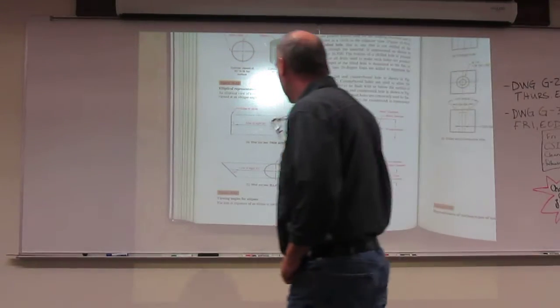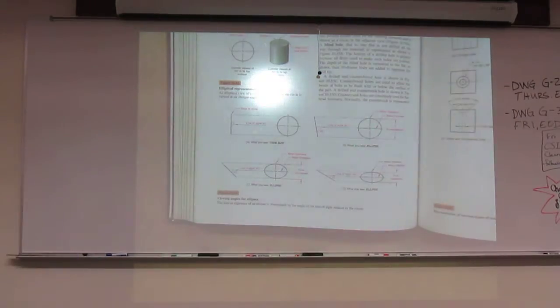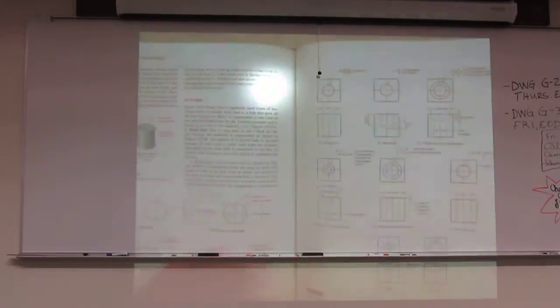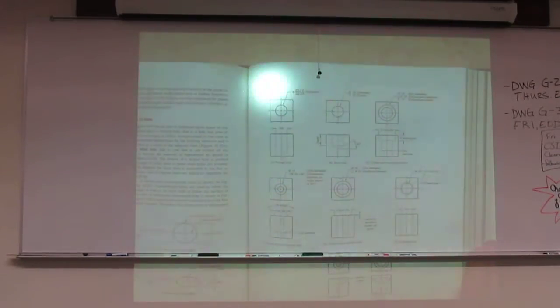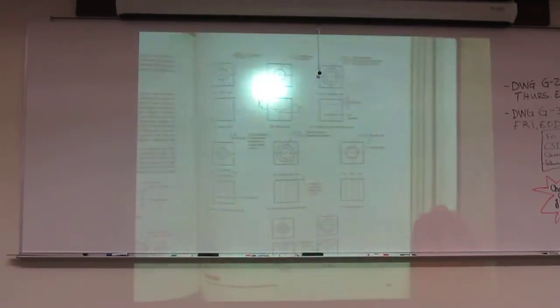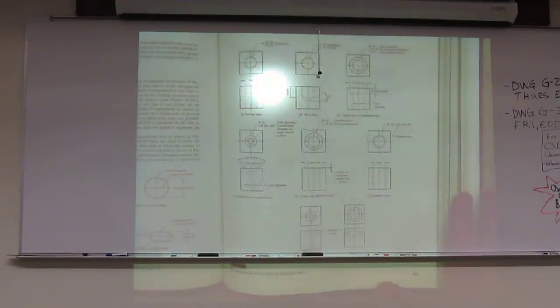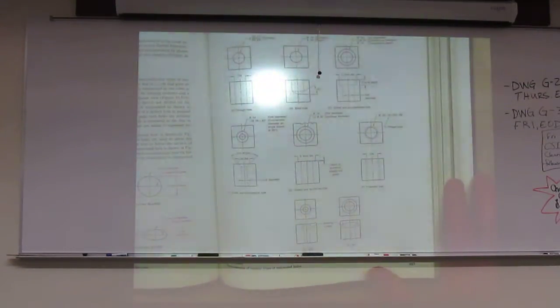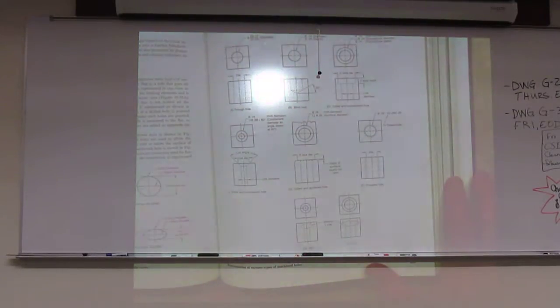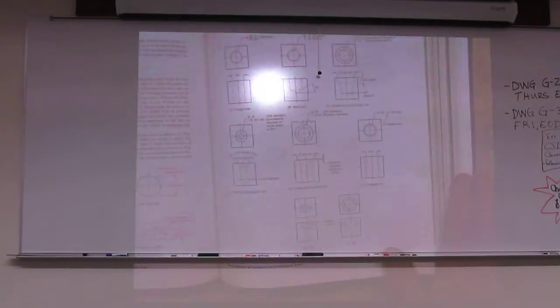So we spent quite a bit of time on this and the page next to it, which we already talked about. Are there any questions on any of these? Keep in mind, we have more holes than just the counterbore, spot face, and countersink. We also have through holes, blind holes. I will not ask you any threaded information. We haven't covered it yet.